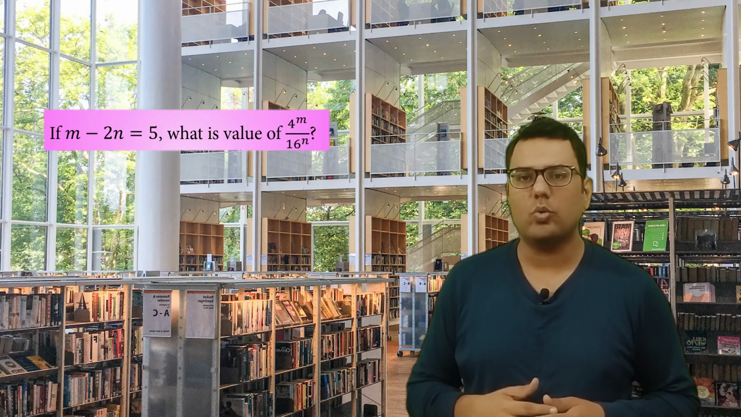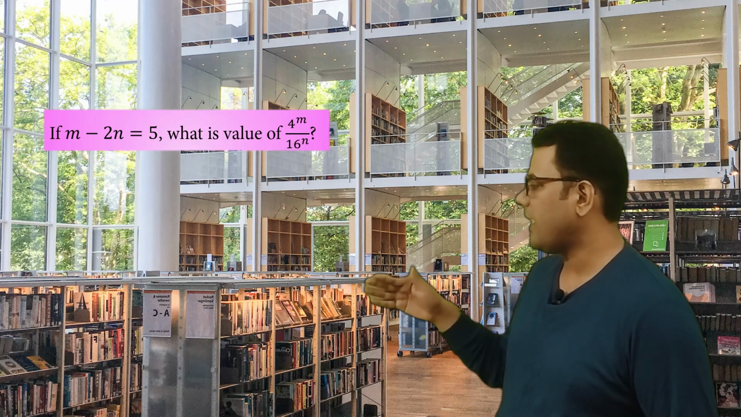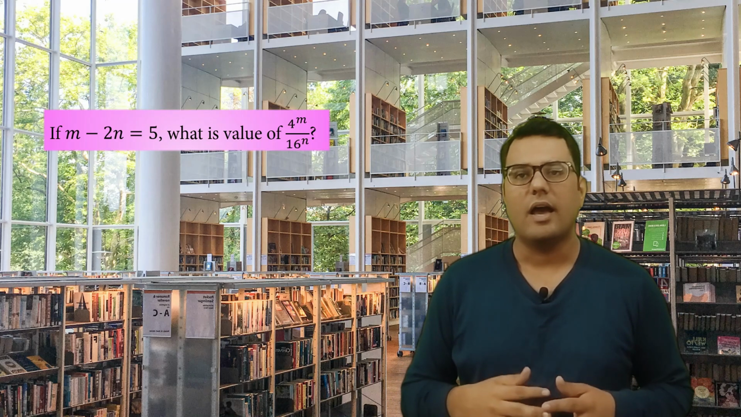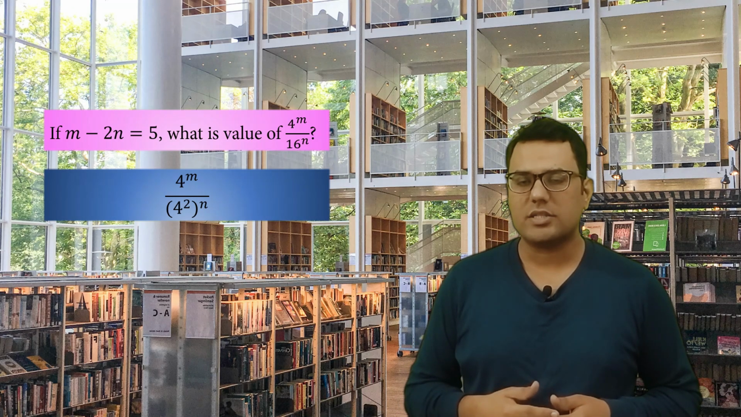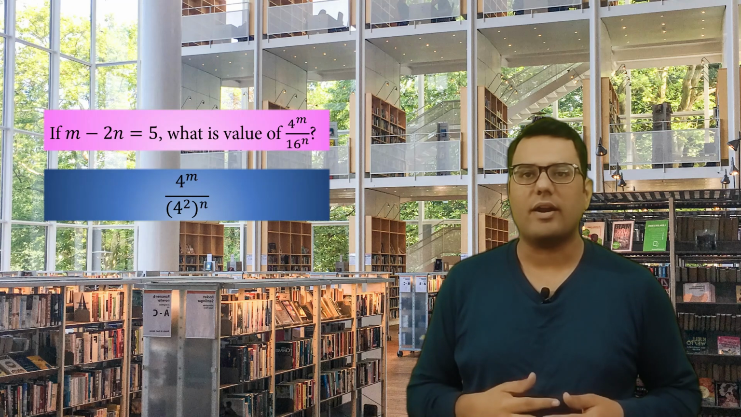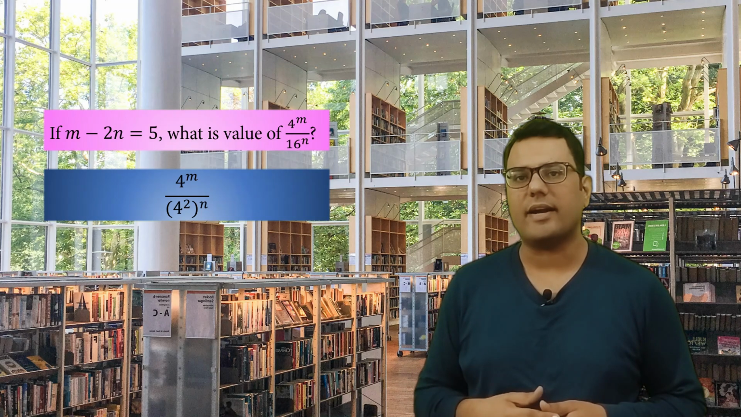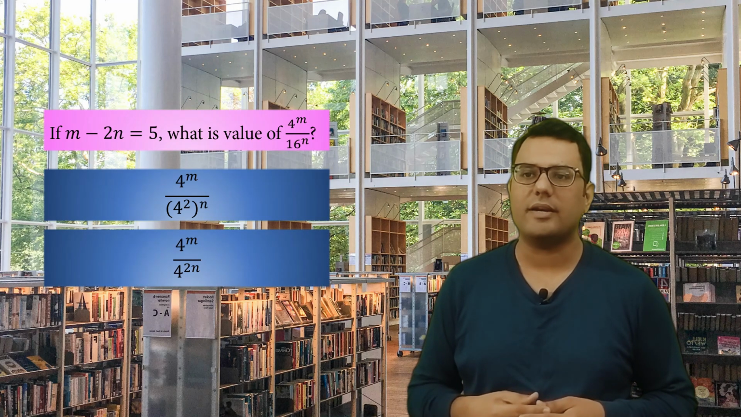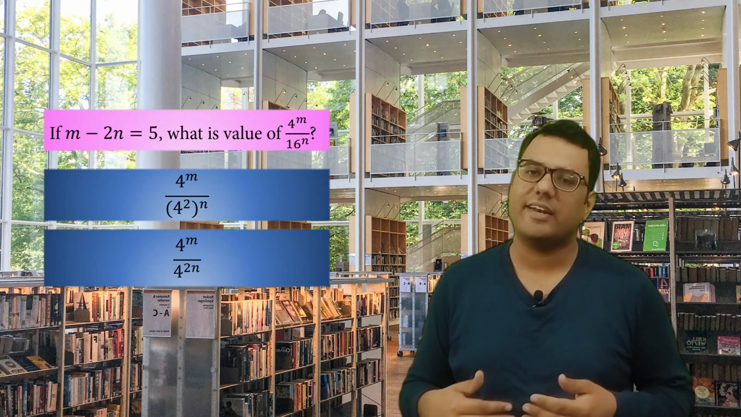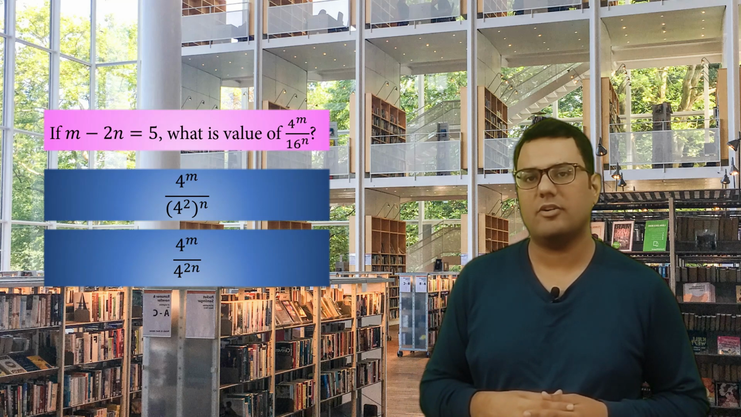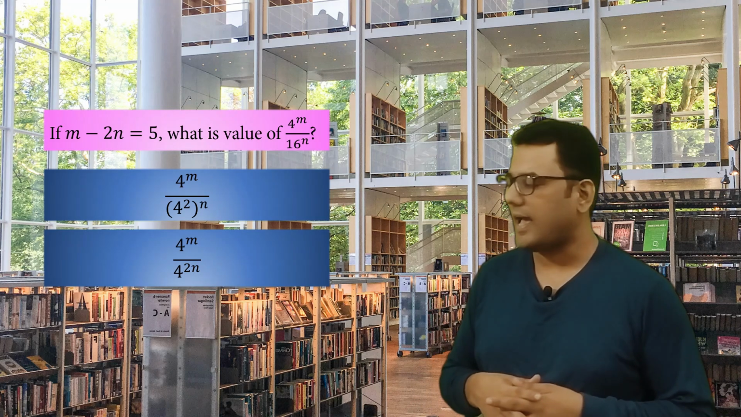So first what I'm going to do is simplify my given expression, that was 4 raised to the power m divided by 16 raised to the power n. I can write it as 4 raised to the power m divided by 4 square, all of this raised to the power n, because 16 is nothing but 4 square. So then I can write it as 4 raised to the power m. In the denominator it is 4 raised to the power 2n. Now this 4 raised to the power 2n, which is in the denominator, I can take to the numerator.